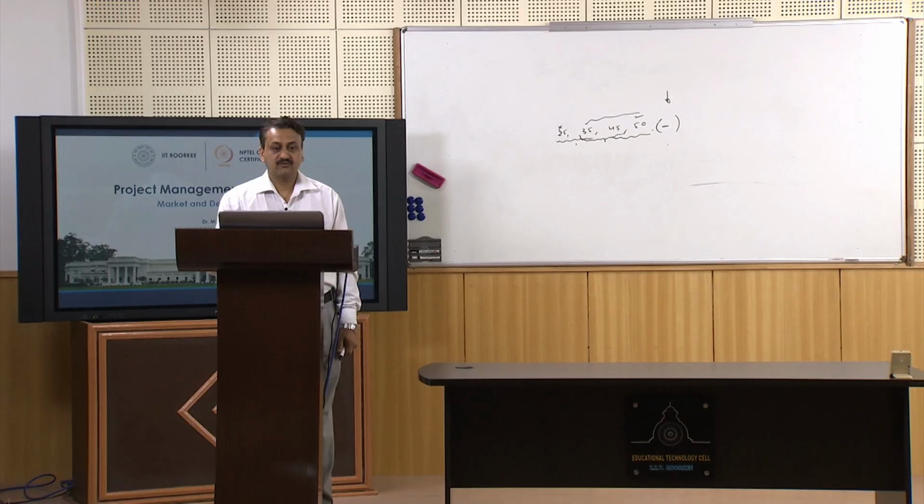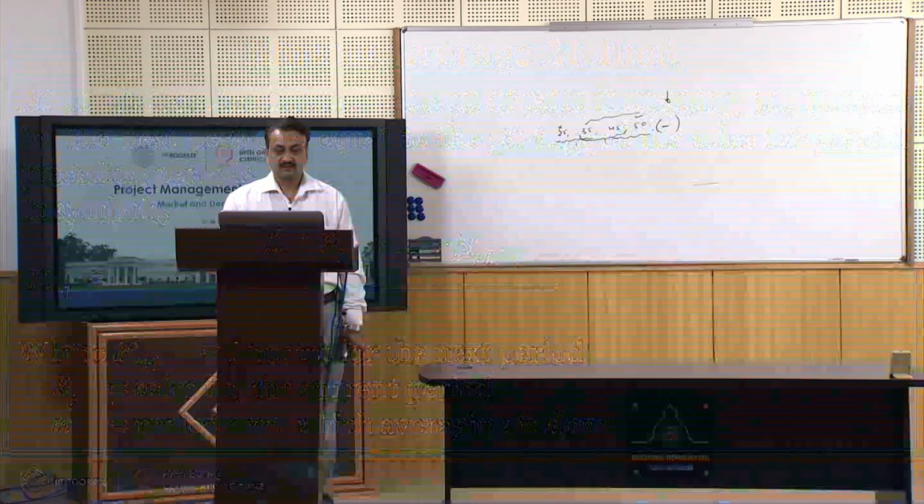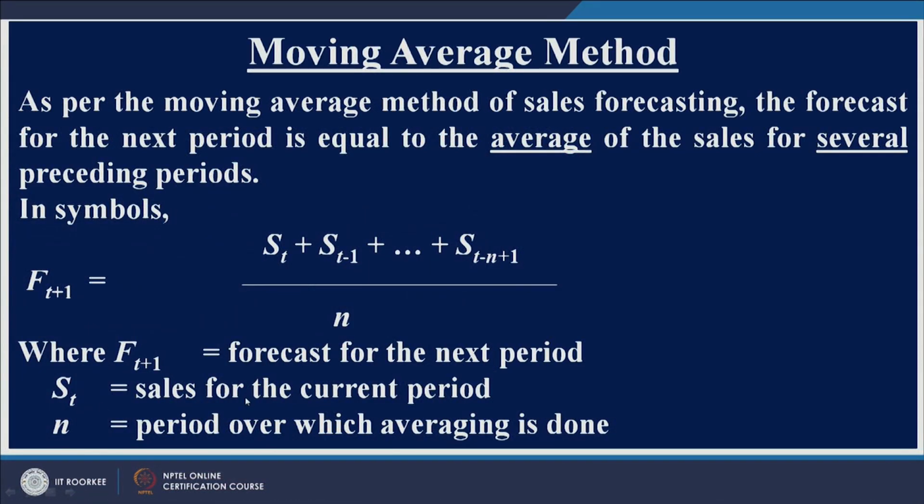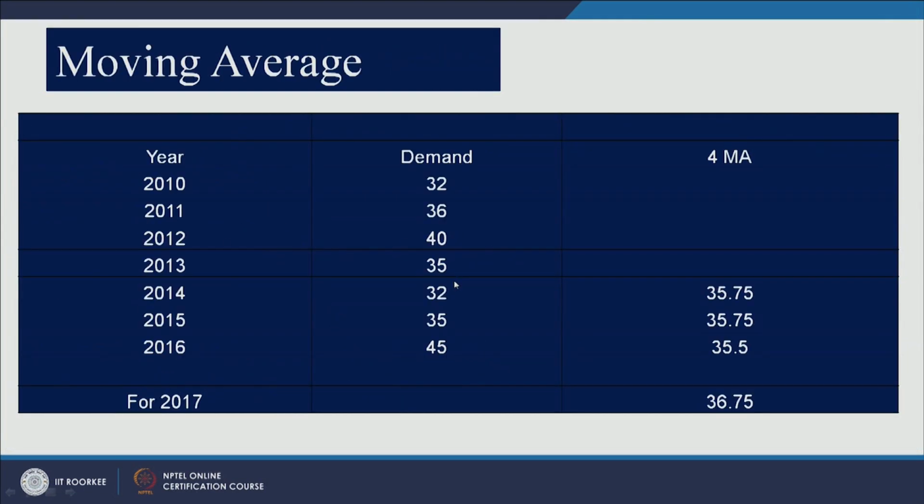So, this is the formula: F(t+1). F(t+1) means the forecast for the next period, right. F(t) means the forecast of the previous period. S(t) is the sales for the current period and n is the number of periods, right. So, this is a very simple formula, right. We will take up an example.